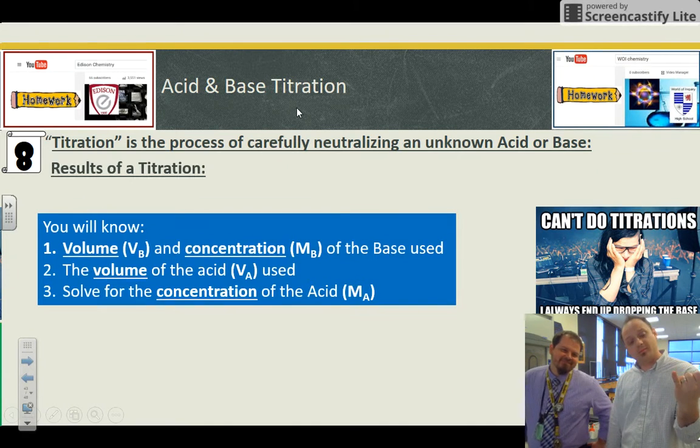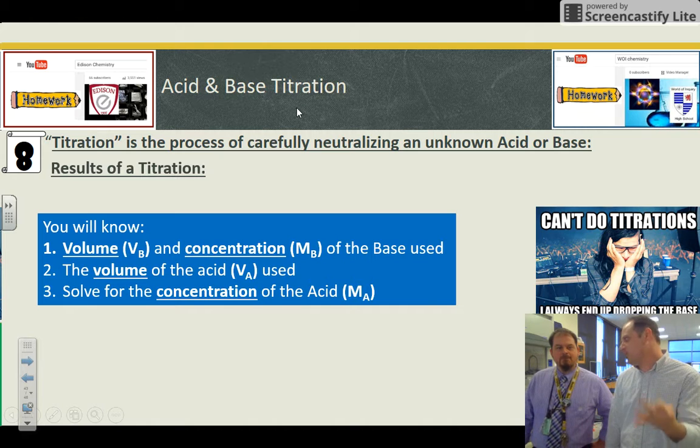We know the volume and the concentration of the base. We know the volume of the acid. We don't know the concentration of the acid, which is what you're going to solve for.